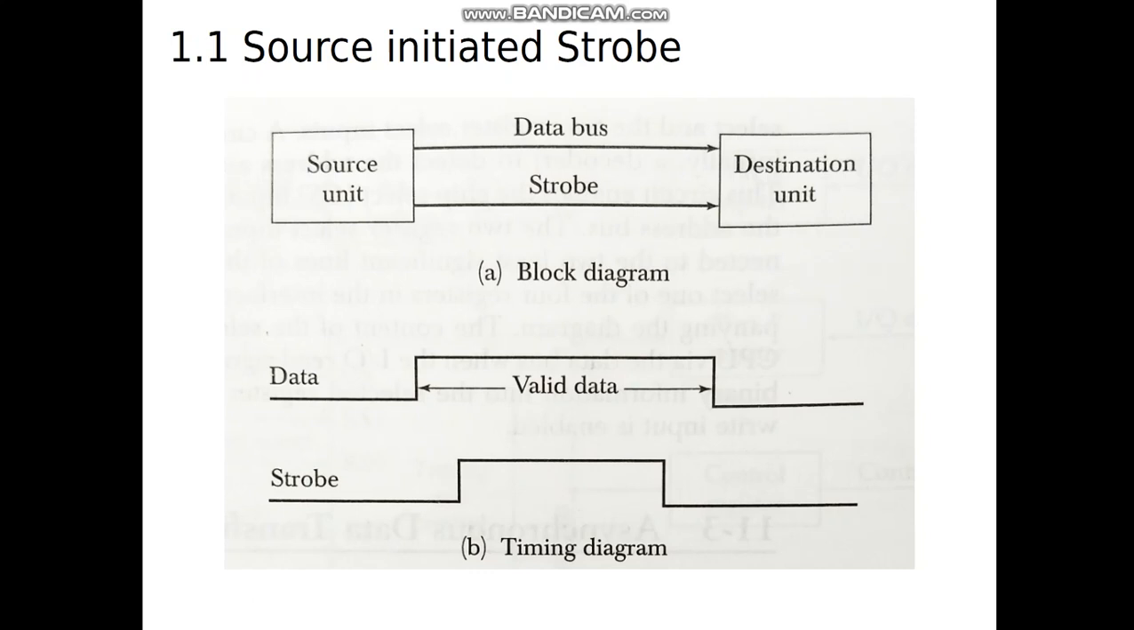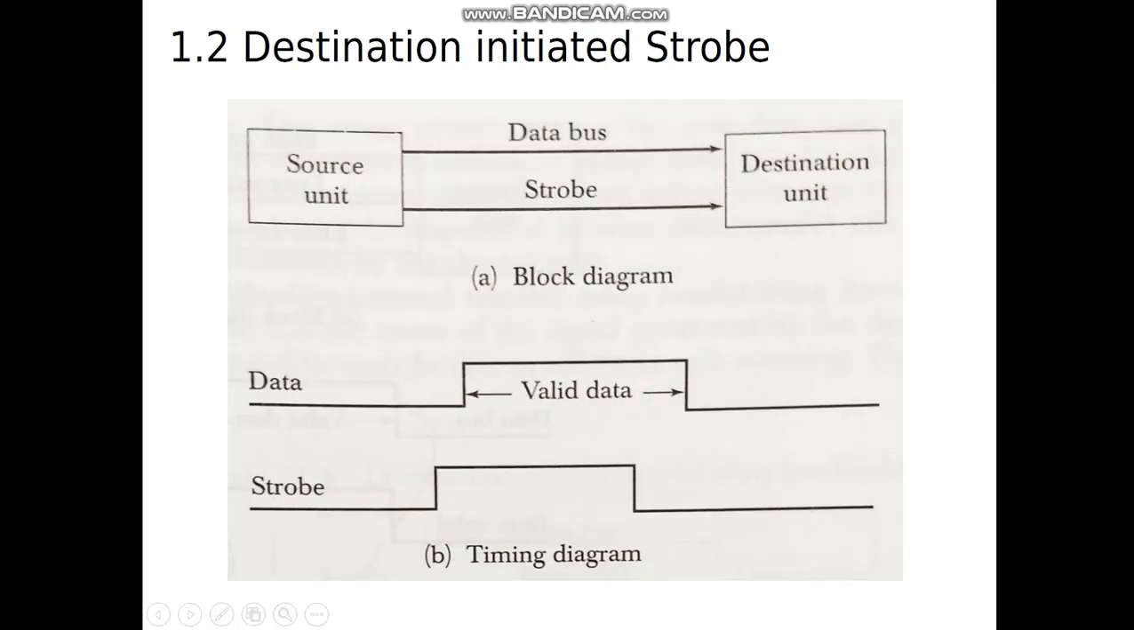The data bus carries the binary information from the source to the destination. Multiple lines are used, and they can transfer a byte or word, whereas the strobe is a single line. The timing diagram shows that the source unit first places the data on the data bus. If data is available, the information is on the data bus and the strobe signal remains active. If the data is not available, the strobe signal is deactivated. If data is available and transferred, the strobe is active. This is the source-initiated strobe.